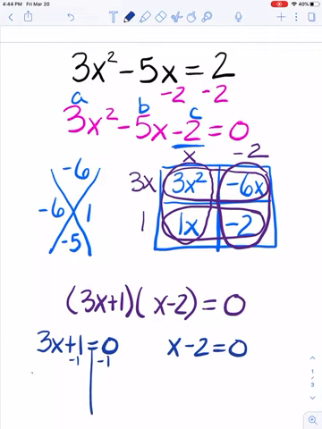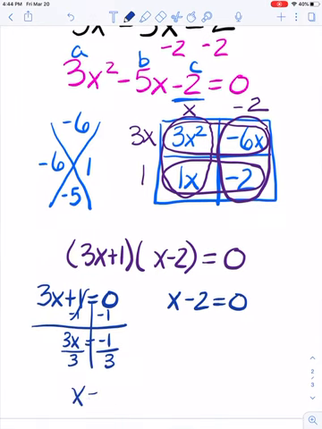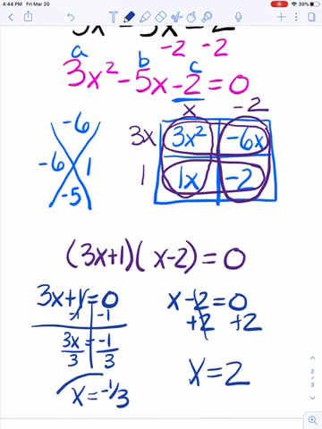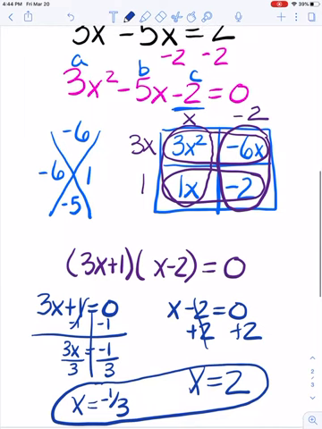So on this one, it looks like I'm going to subtract 1 first. So I get 3x equals negative 1, divide by 3. Looks like I get x equals negative 1/3. Over here, same story, I'm going to add 2 to the other side. So it looks like my solution is going to be x equals 2. So my two solutions are x equal to negative 1/3 and x equals 2. Again, if you wanted to, you could plug those back in to make sure that it does in fact give you 0 in the end if you plugged it in right up here.